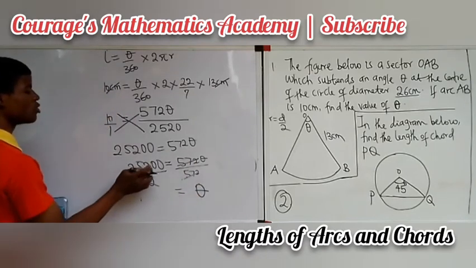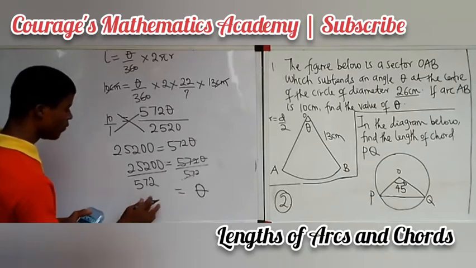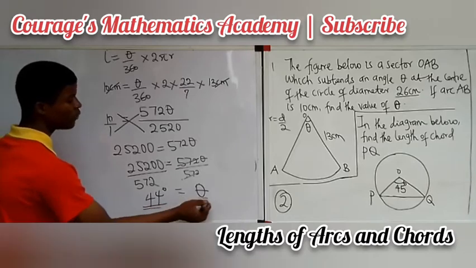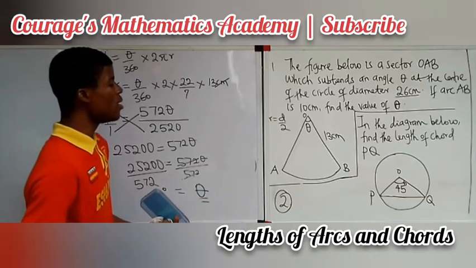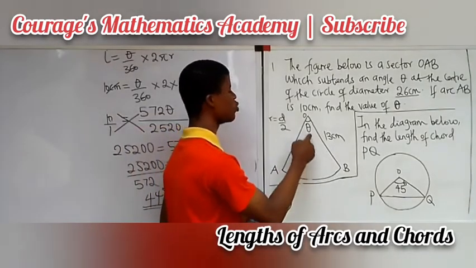So 25200 divided by 572 is 44 degrees. So theta is 44 degrees. Therefore, the angle subtended at the center of the circle by this arc AB is 44 degrees.